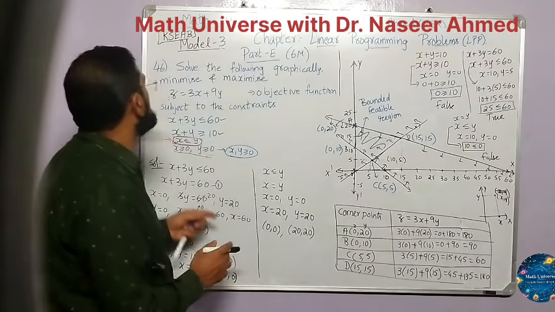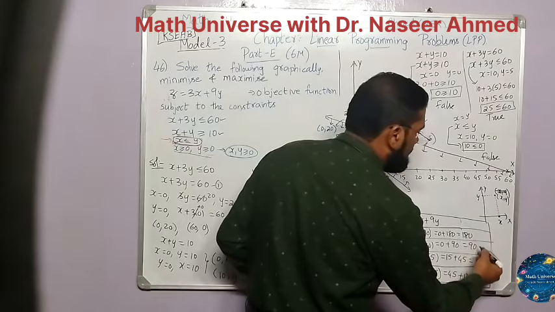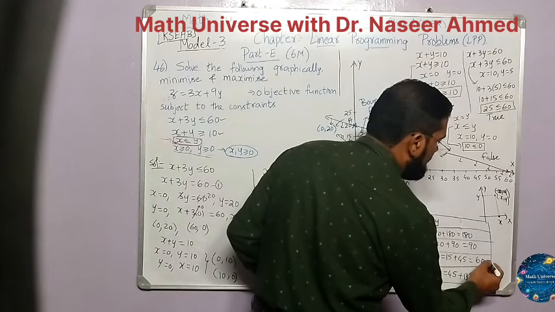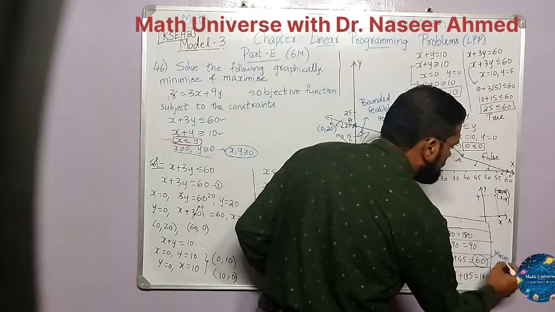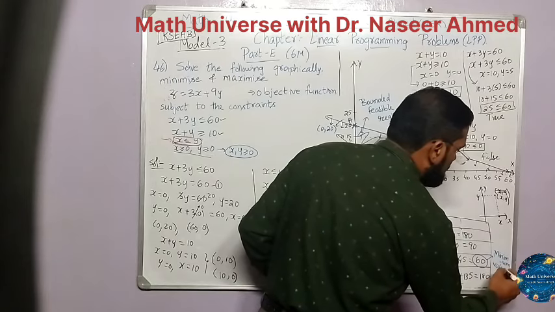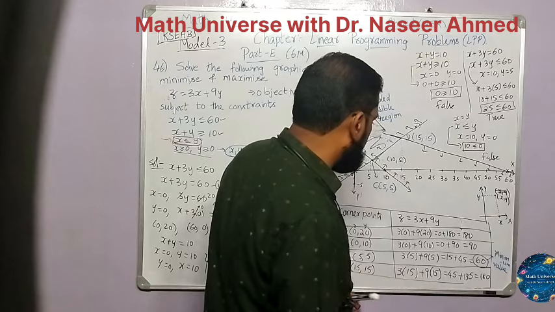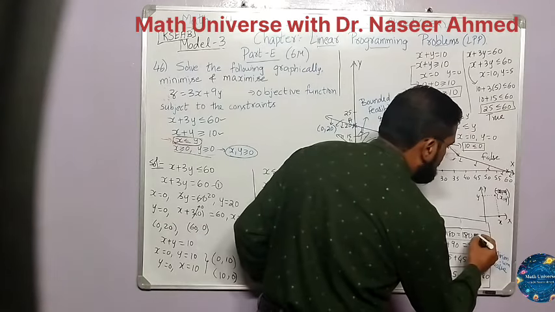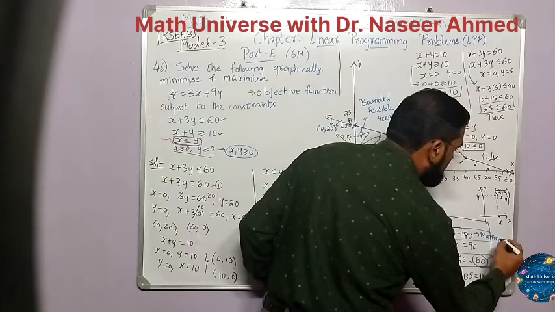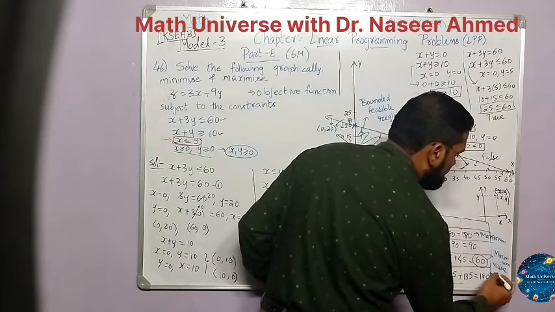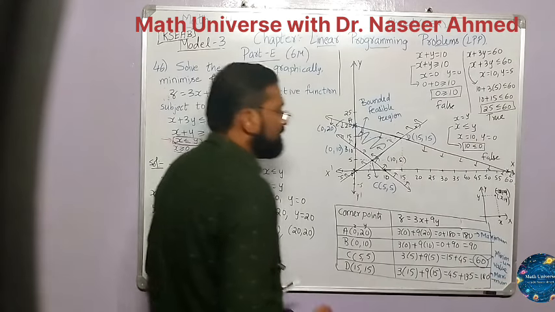Now come back to the question. This time they want minimize also, maximize also. What is the minimum value? Least of 180, 90, 60 and 180. 60 is the minimum value. What is the largest of all? We are getting 2 points to be largest. This is also maximum, and this is also maximum. So we have got 2 points to be maximum.